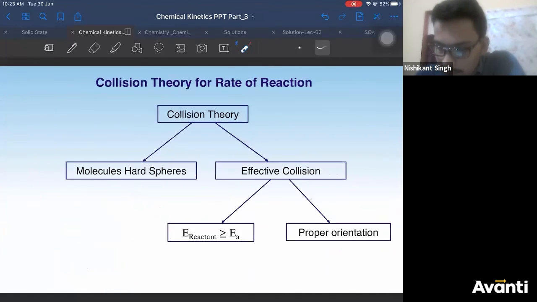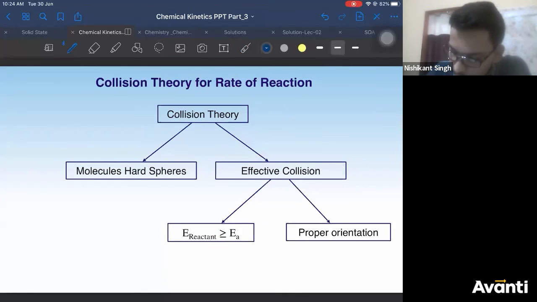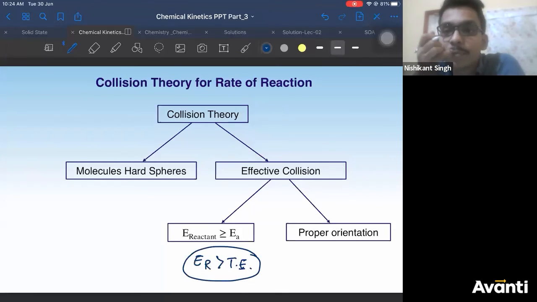Now let us see the collision theory which we have done here also. In this, molecules are assumed to be hard spheres. They should undergo effective collision. What is effective collision? The energy of the reactant should be greater than activation energy, or I would say the better word to say here is threshold energy. That is the ideal way of saying it, right? Then proper orientation. These are the conditions for a reaction to occur.